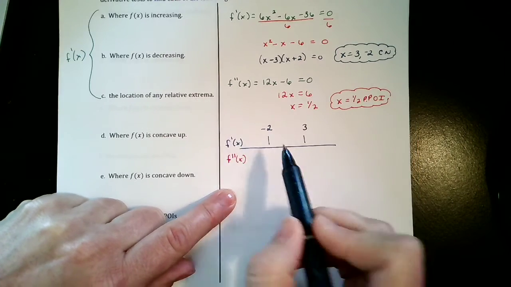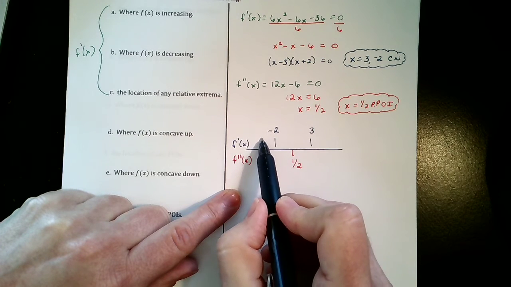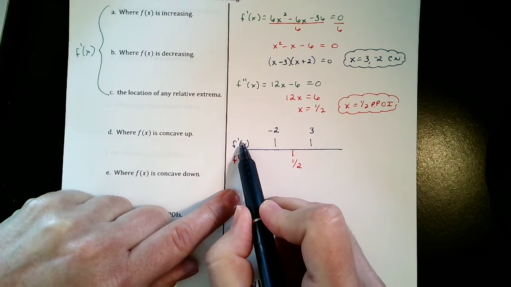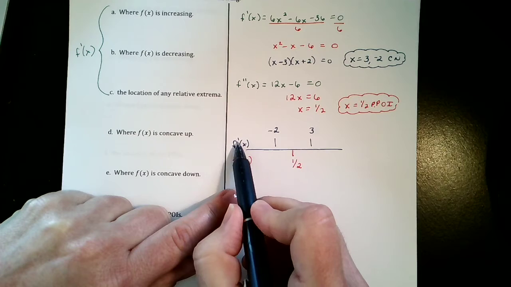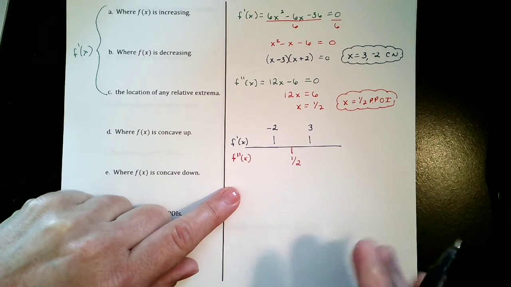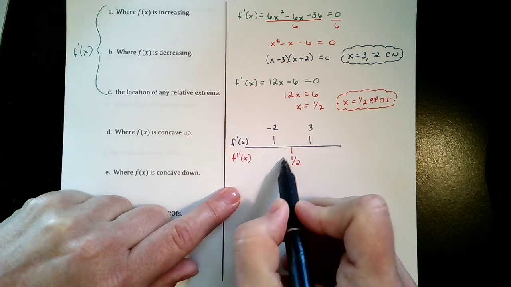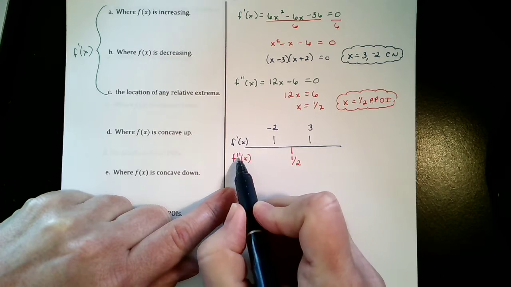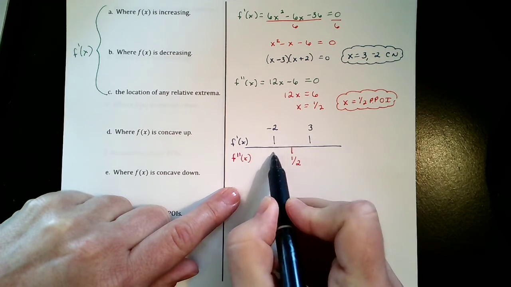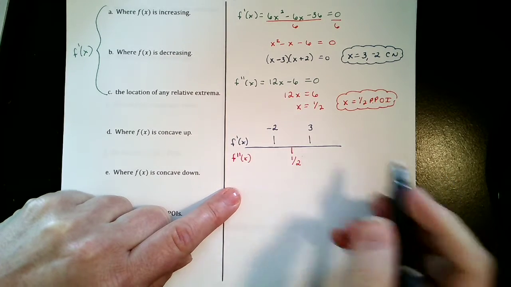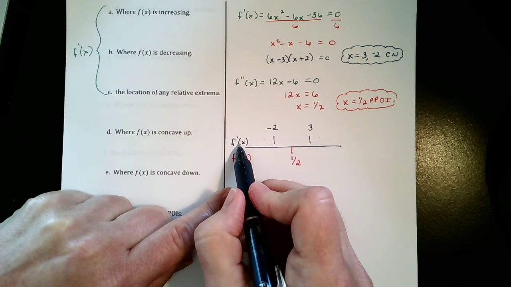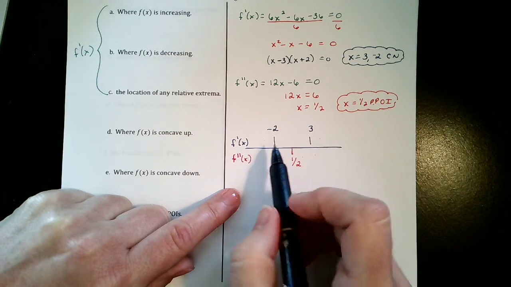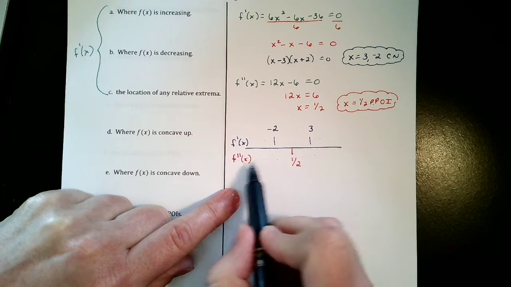So here's what we need to do. I need to test a number in this interval, somewhere to the left of negative 2, into the first derivative, a number between negative 2 and 3 into the first derivative, and a number to the right of 3 into the first derivative. That's just review from last week. Then I have to pick a number to the left of 1/2 and plug it into the second derivative, and then a number to the right of 1/2 and plug it into the second derivative. So I have 1, 2, 3, 4, 5 evaluations that I have to do. The first 3 are going to go into the first derivative, and the second 2 are going to go into the second derivative.